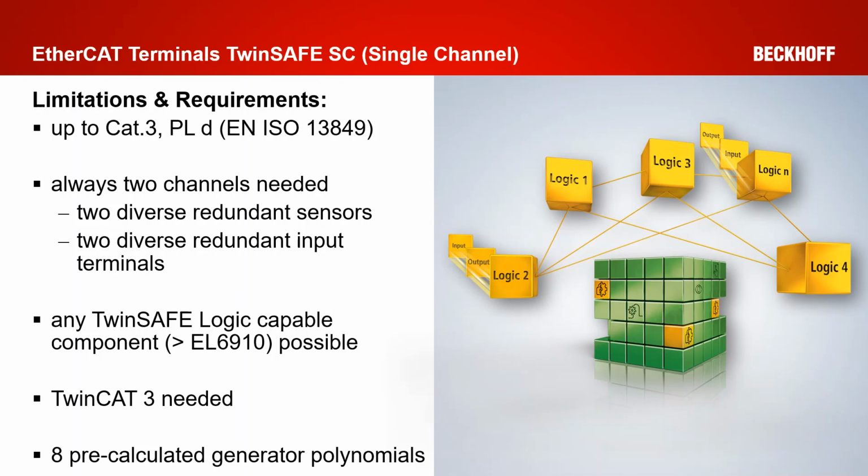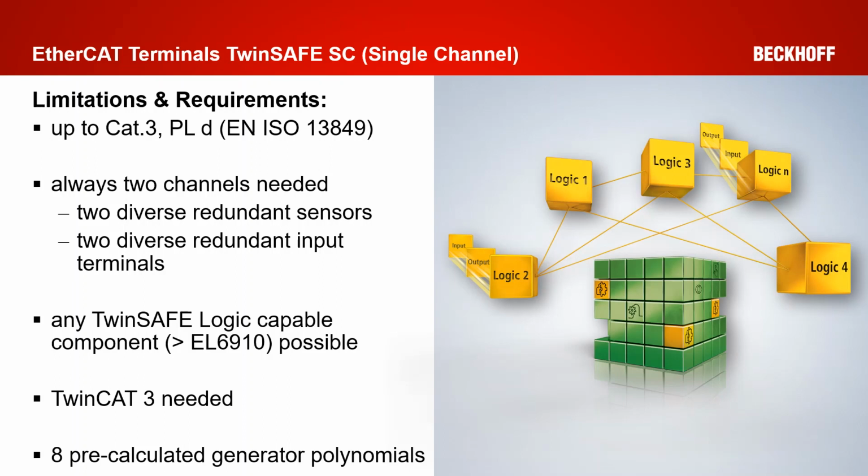Now that we have the possibility to communicate safely to the safety PLC, we have further requirements to fulfill concerning the architecture. To be able to reach performance level D, we always need at least 2 channels where both the sensors and the input components are as diverse, redundant as possible. Meaning that, for example, if you want to safely measure temperature, you could use a PT100 and a thermocouple sensor to reach the needed diversity.